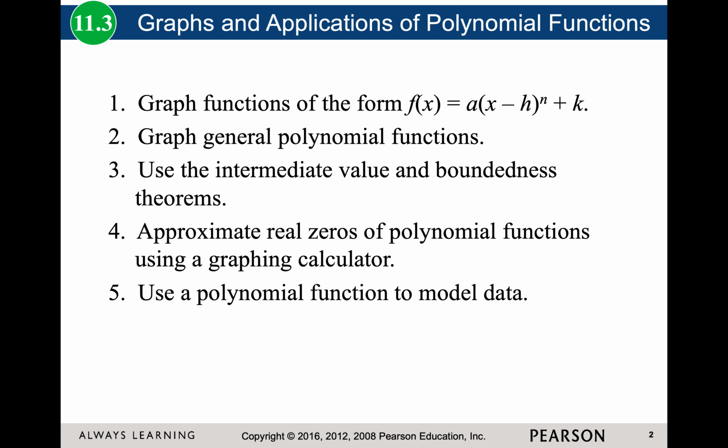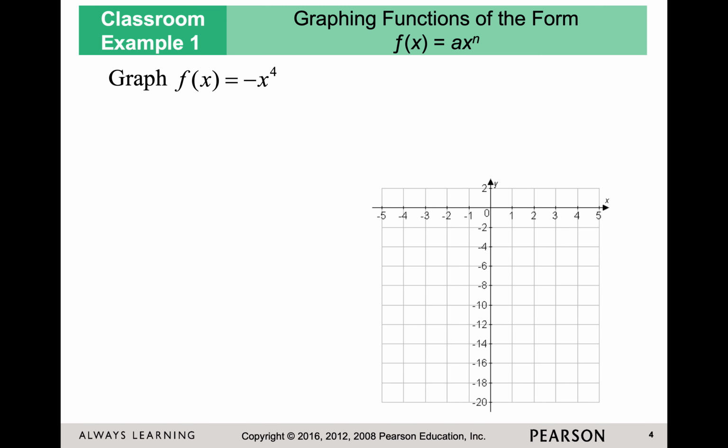We're going to graph general functions that are in different forms. We're going to look at the intermediate value and the boundness theorems. Then we're going to approximate the zeros using a graphing calculator, which we're going to use Desmos.com, so it's a free alternative. And then we're going to briefly look at polynomial functions to model data.